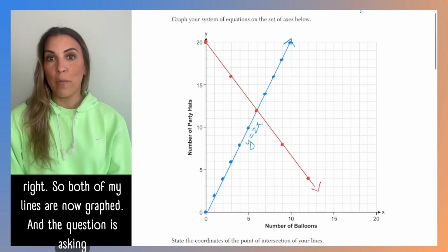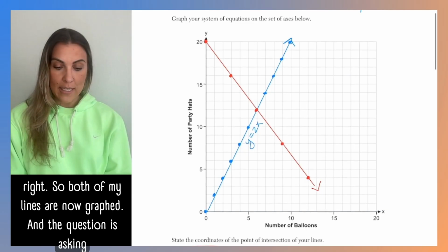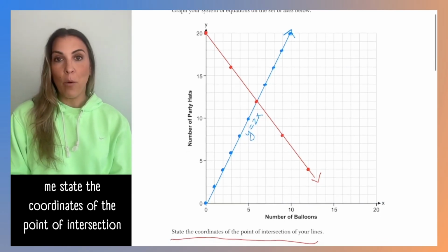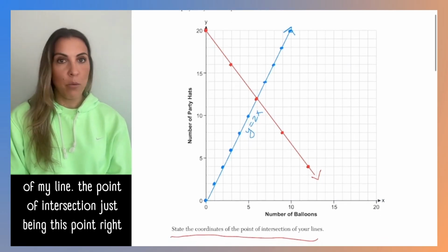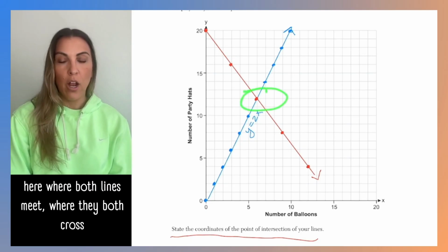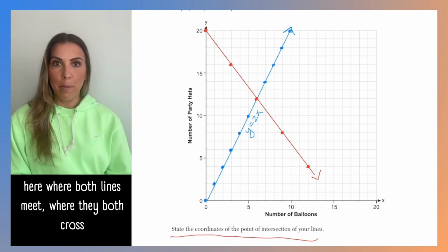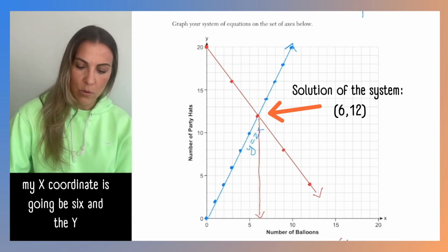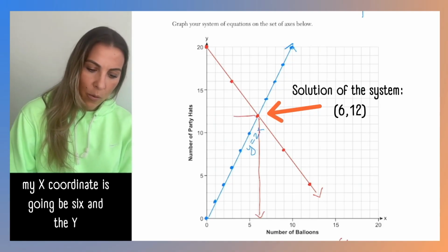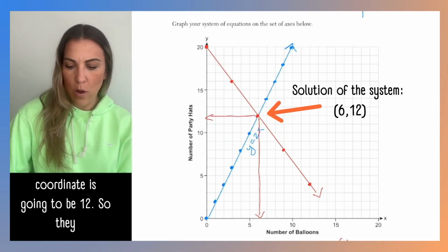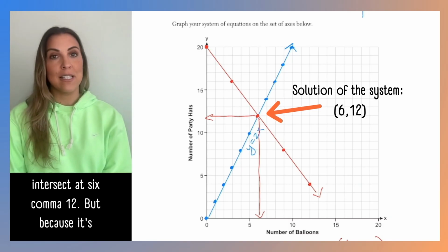All right, so both of my lines are now graphed, and the question is asking me to state the coordinates of the point of intersection of my line. So the point of intersection just being this point right here where both lines meet, where they both cross and go through. So my x coordinate is going to be 6. And the y coordinate is going to be 12. So they intersect at 6, 12.